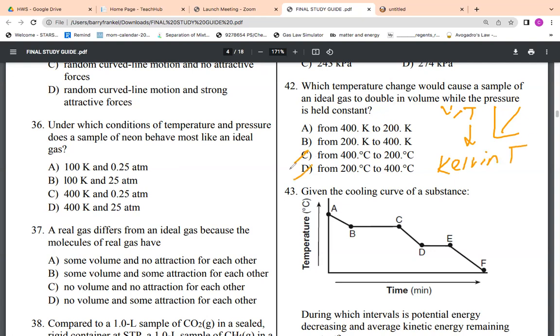So C and D, ignore. We're not talking about Celsius, okay? We got to be in Kelvin. And we want to double everything, okay? So we want to double the volume. And in order to do that, you got to double the temperature. So we're going with B. A doesn't work because that is cutting it in half. So if you did this, you would decrease the volume, not increase it.